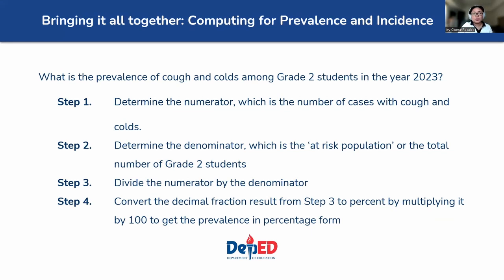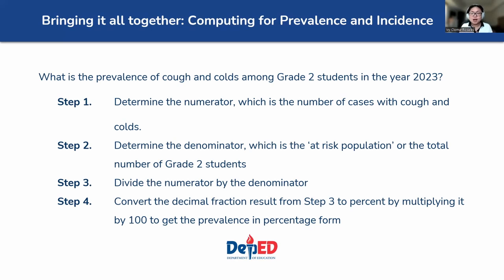And you want to know, how common is cough and colds, or to be formal, what is the prevalence of cough and colds among grade 2 students in the year 2023? Step 1 is to determine the numerator, which is the number of cases with cough and colds. Step 2 is to determine the denominator, which is the at-risk population, or the total number of grade 2 students. Step 3, you divide the numerator by the denominator because it is a fraction. Step 4, convert the decimal result by multiplying it by 100 to get the prevalence in percentage form. So that's steps 1, 2, 3, and 4.